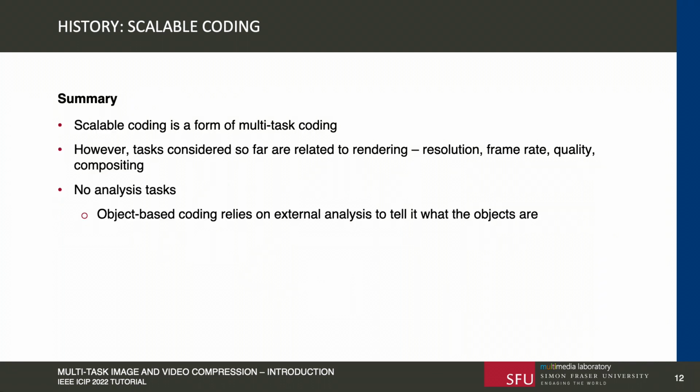To summarize, we can say that scalable coding is a form of multitask coding, but all tasks that have been traditionally considered are related to rendering. They relate to changing the resolution or frame rate or quality, or compositing a scene out of multiple objects. There are no real analysis tasks here. Although object-based coding relies on external analysis to tell it what the objects are, the task itself is compositing a scene out of those objects. So, in that sense, previous forms of scalable coding don't really consider the full spectrum of tasks that we may be interested in doing now.